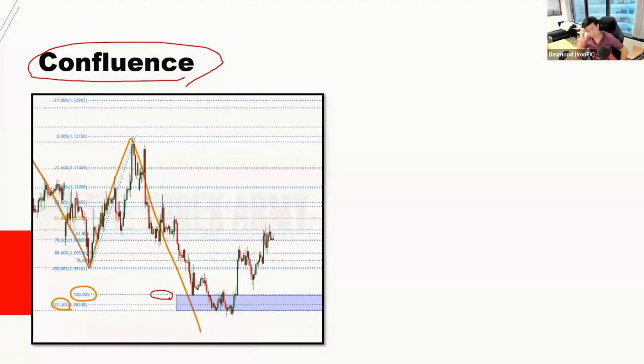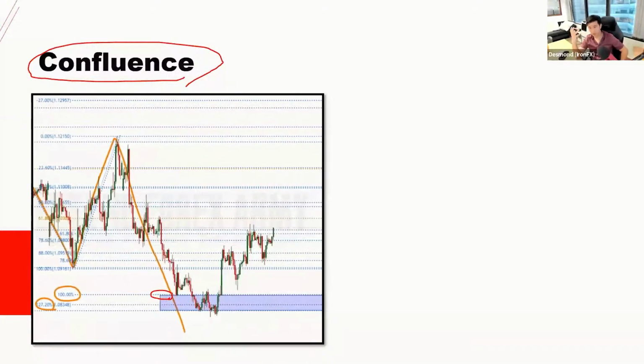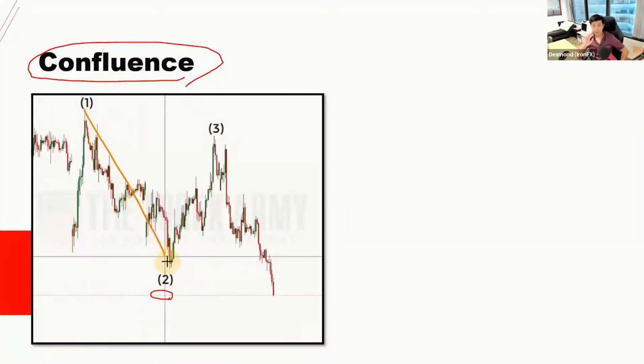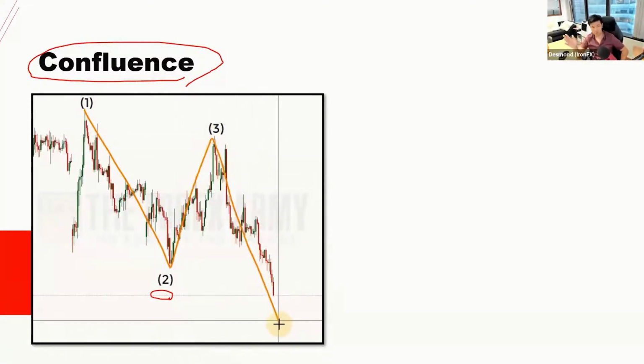If you know how to master Fibonacci well, it will really help you when you're finding confluence, when finding reversals. It's very effective in finding reversals, less effective in finding breakouts.